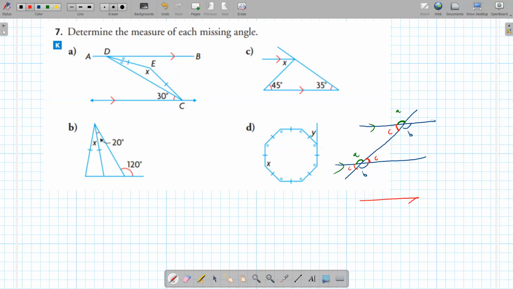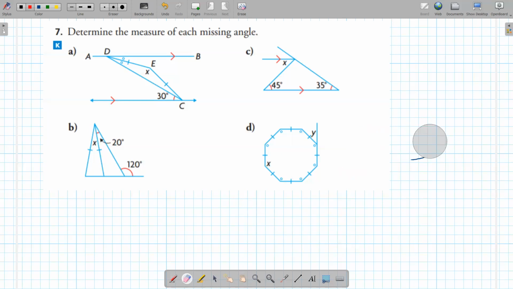And this is called the Z rule. Whatever this angle here, this angle down here is gonna be the same thing. Okay. Applies in any direction. There, down here, okay?